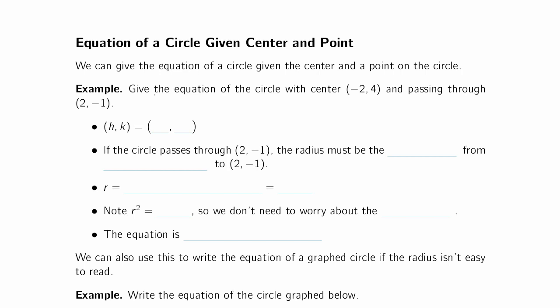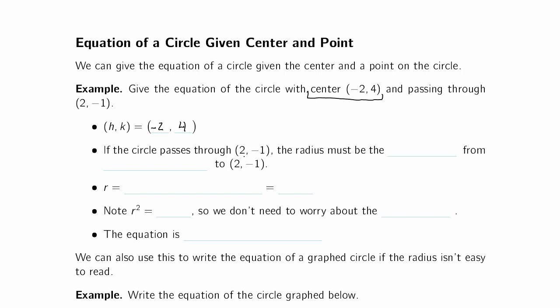Now, our center is the one that gives us our values of h and k. Unlike with lines, we don't get to pick which point we're going to use in building our equation. We're always going to use the center for our h and k. Otherwise, we would get some other circle.